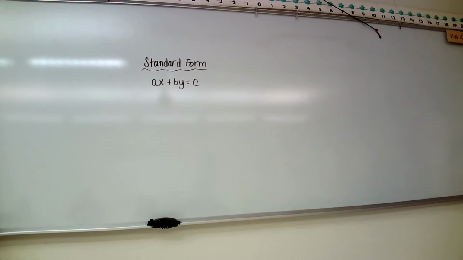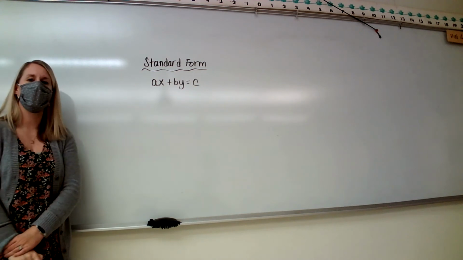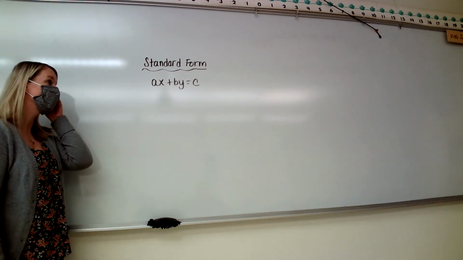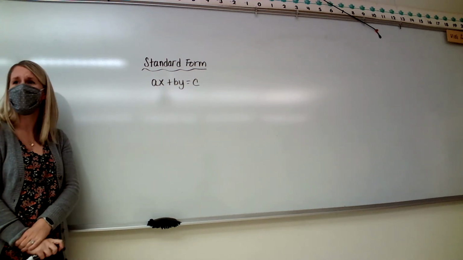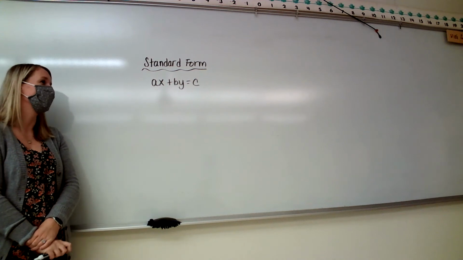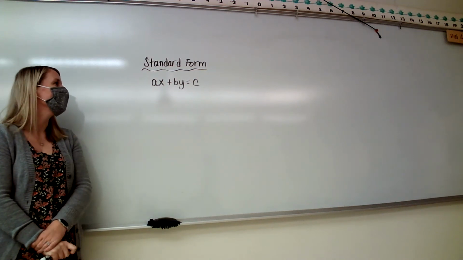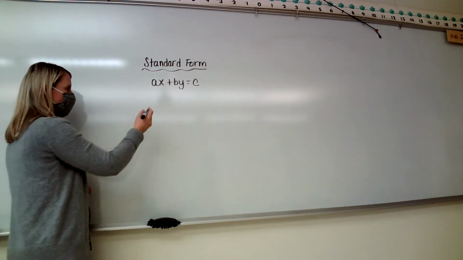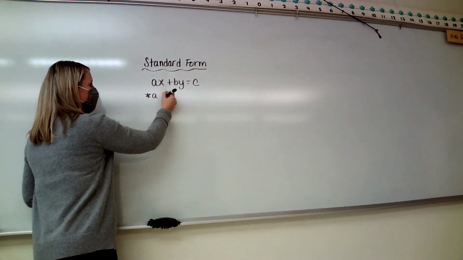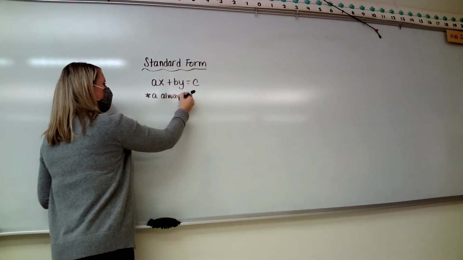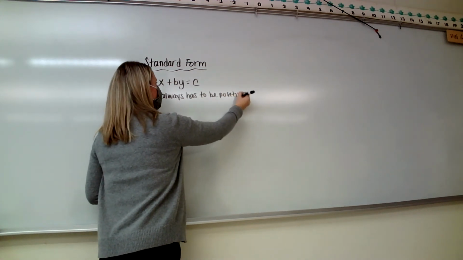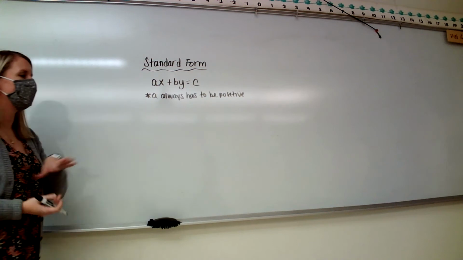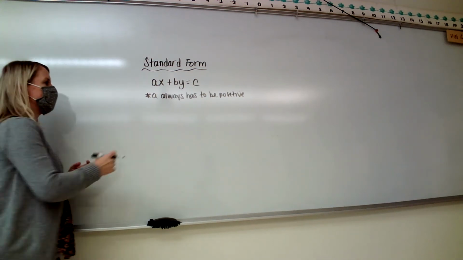Now that looks a little different from our other forms because there's no slope, which we kind of like. There's no points, there's no intercept, it's just like a bunch of letters. And right now that A, B, and C don't really represent anything, so that's actually why it's not as fun. There are a few rules about standard form. The first rule is A always has to be positive. So if you're rearranging or moving stuff around, the A has to be positive. We'll talk about how to change it if it's not.